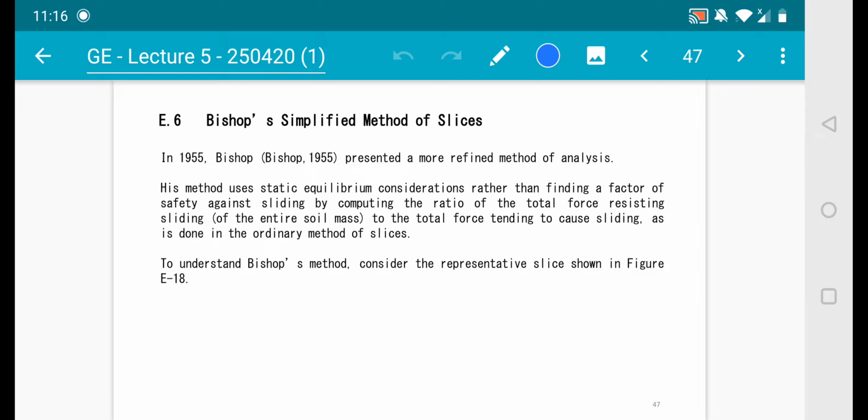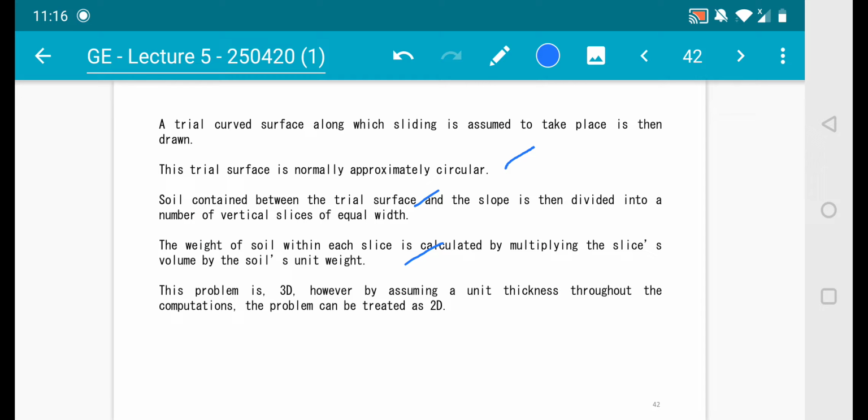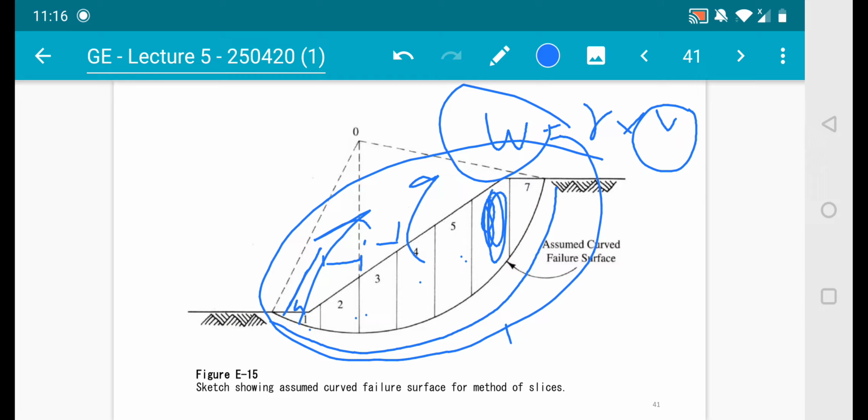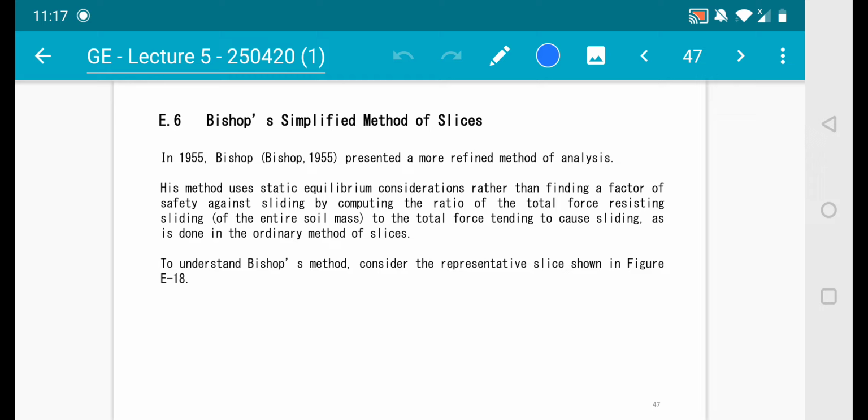Alright, so that's all about E5, which represents a method of slice. You assume a failure plane of a circular arc. So you assume a curve, and then you slice it into the same width.